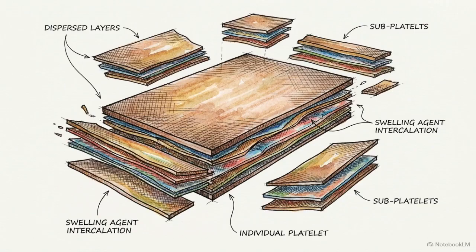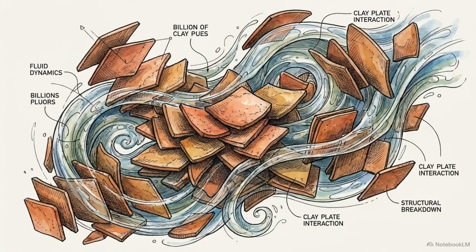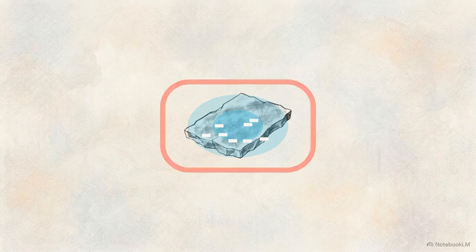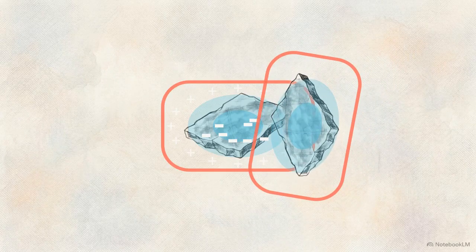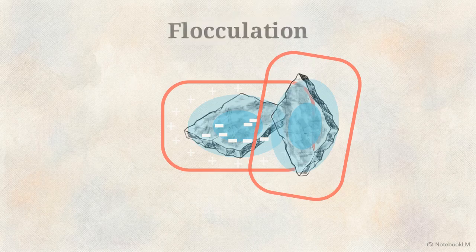Once we understand how individual platelets swell, we have to look at how billions of these plates interact with one another while suspended in the mud system. This diagram shows the surface charge map of a dispersed clay platelet. Notice the distinct electrical zones. The large, flat planar surface carries a strong negative charge, while the thin edges carry a positive charge. Because opposites attract, the positive edges of one plate will naturally seek out and link to the negative faces of another plate. This electrostatic attraction is called flocculation.